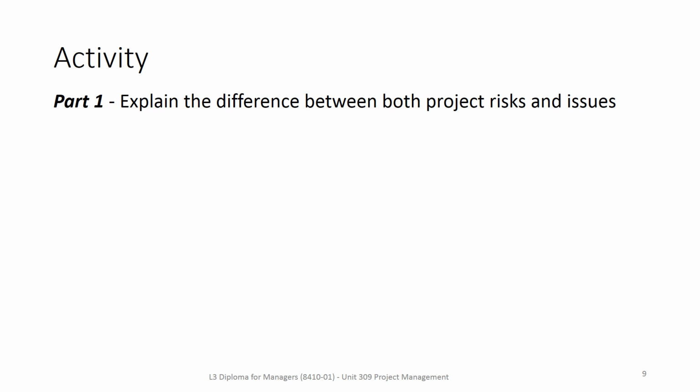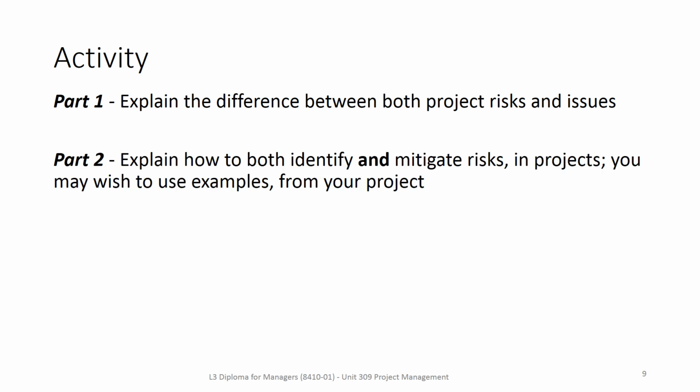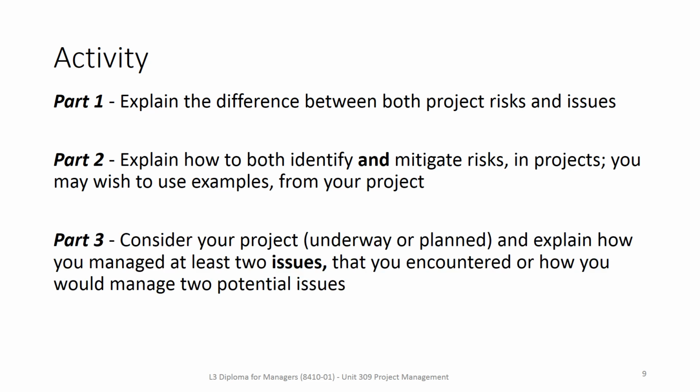And if you've already started, you may be able to use some of the examples in the activity, because the activity asks you to do 3 parts. Part 1 is quite straightforward, and it's asking you to explain the difference between both project risks and issues. Part 2 asks you to explain how you would both identify and mitigate against risks in projects. Now, there you might want to use, if you've already started your project, examples from your project. And Part 3 asks you to consider your project.